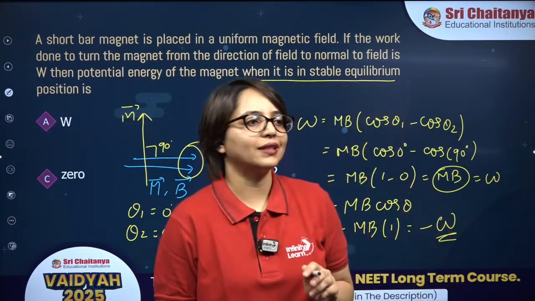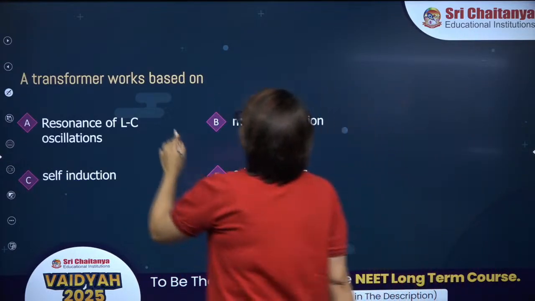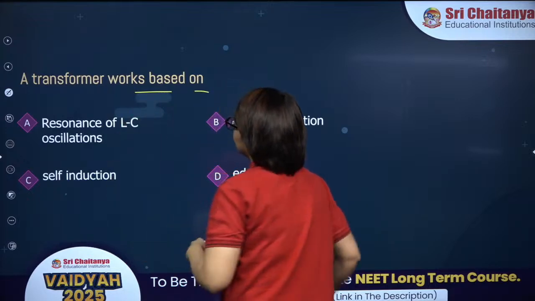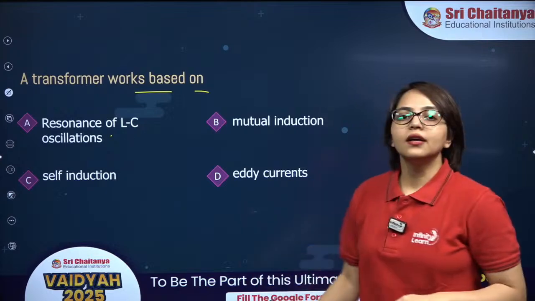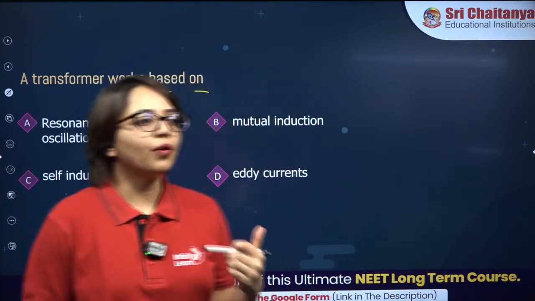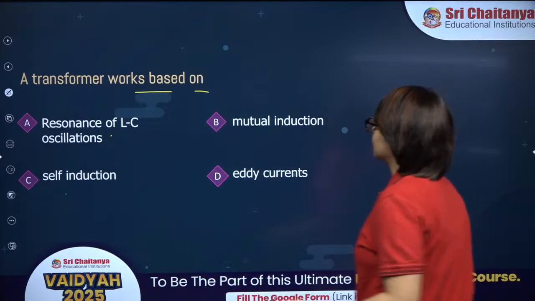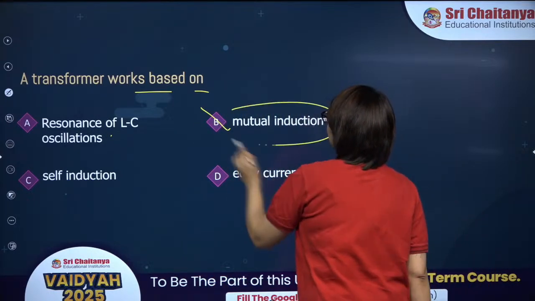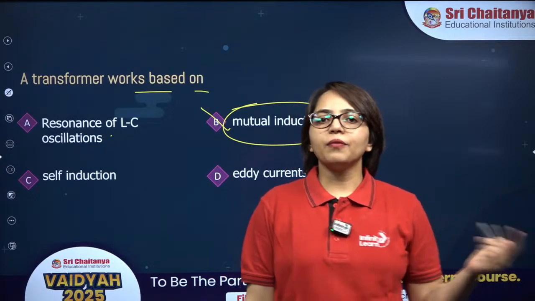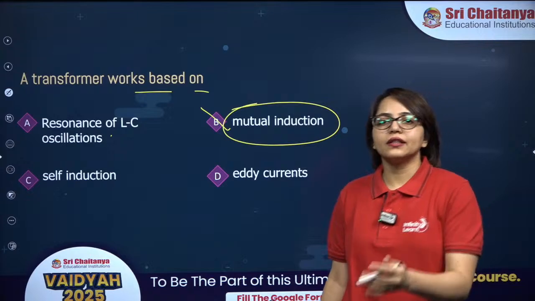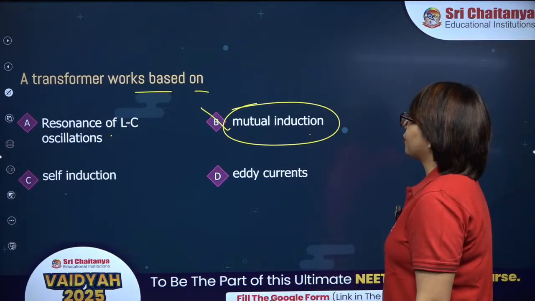Okay, alright. Let's try this one. A transformer works on which principle? Resonance of LC oscillation, mutual induction, self-induction, or eddy currents? You have to tell me. This is the simplest question of this session. Yes, it is based on mutual induction. It has two coils, primary coil and secondary coil. With the help of the primary coil, we induce EMF and current in the secondary coil, right? That is the working principle of a transformer.